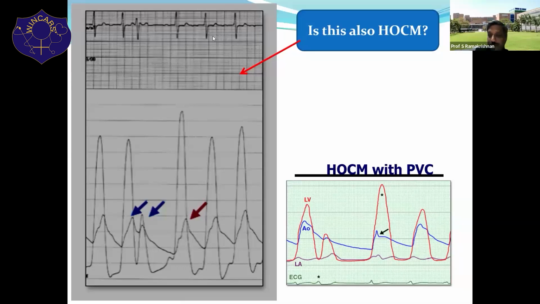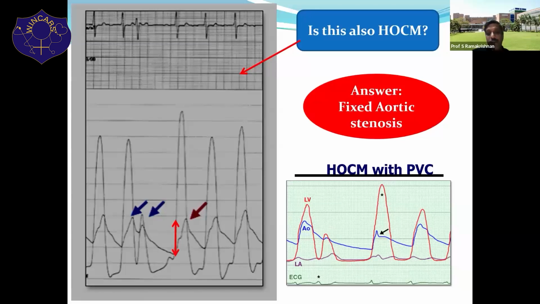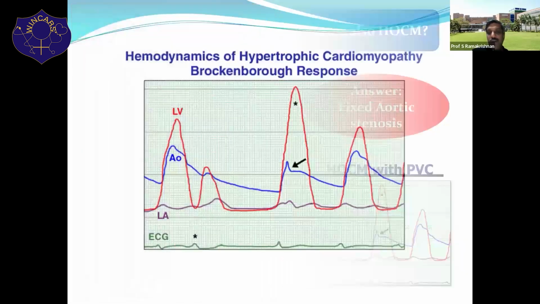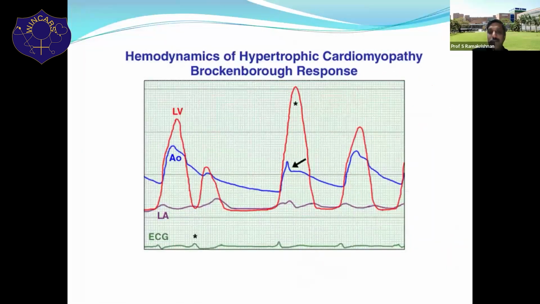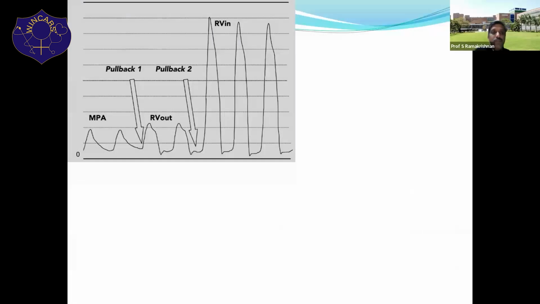The one on the left is a fixed aortic obstruction. The one on the right is the HOCM. So it's a very important concept at DM level that not every ectopic produced LVOT gradient is broken burrow brown wall phenomenon. Is it clear? So the most important thing is the pulse pressure fall, that is there or not there. So the hemodynamics here, the pulse pressure falls.